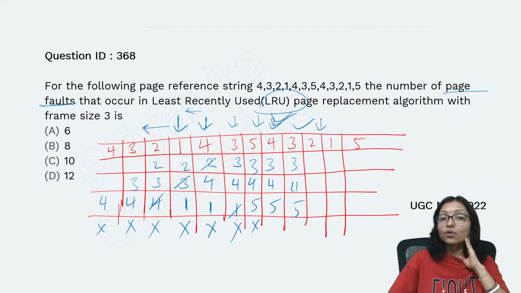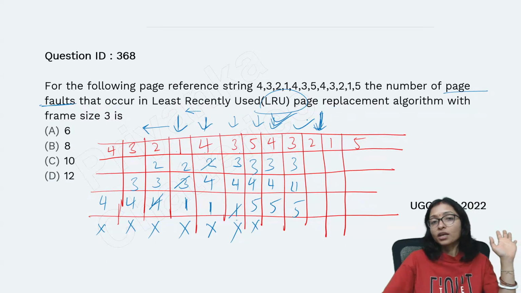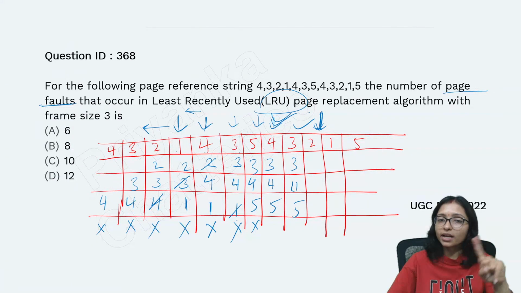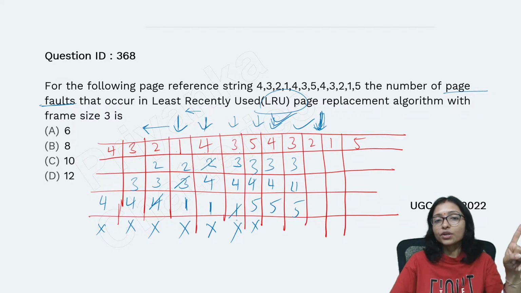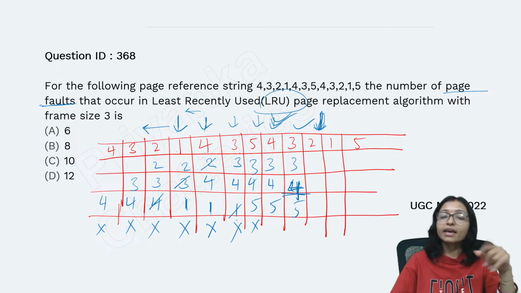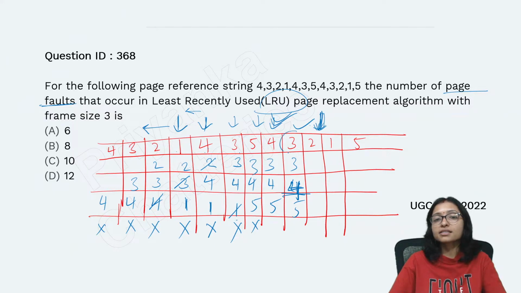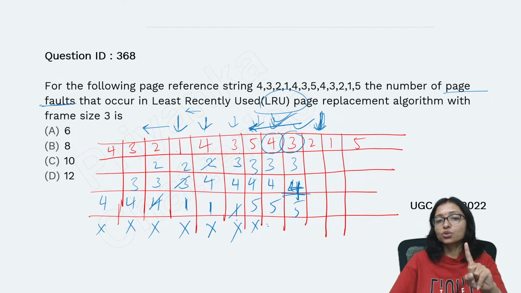Now 2. Now here your FIFO and LRU will differ. If you are thinking about FIFO, your answer will be different. If you are thinking about LRU, your answer will be different. When 2 is coming, in FIFO you think out of 3, 4, 5 which one came first, and replace that one. But according to LRU, as 3 and 4 were hit now, I am going to replace 5 here. So 5 will be replaced with 2, 4, 3. So this is a miss.